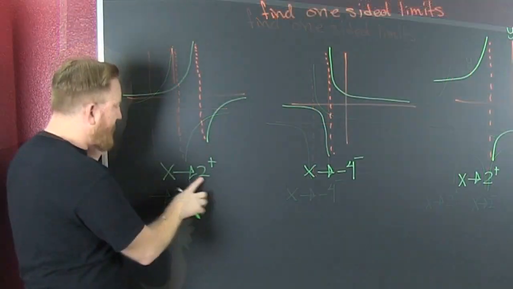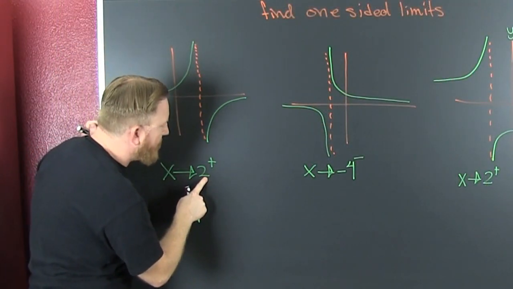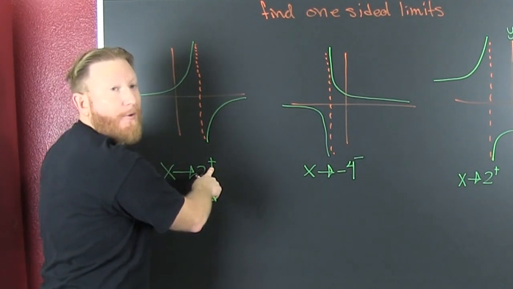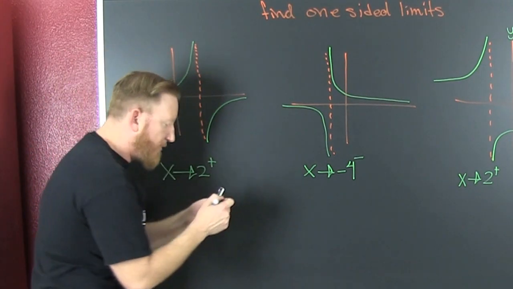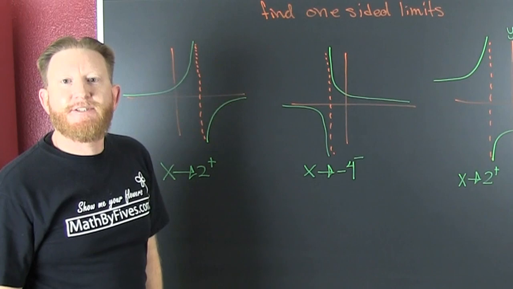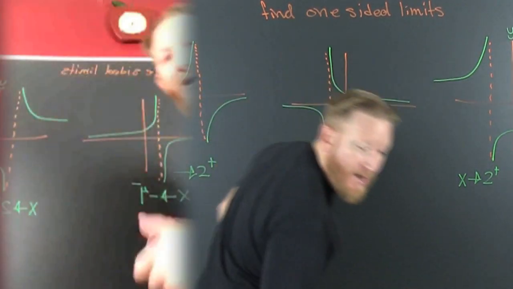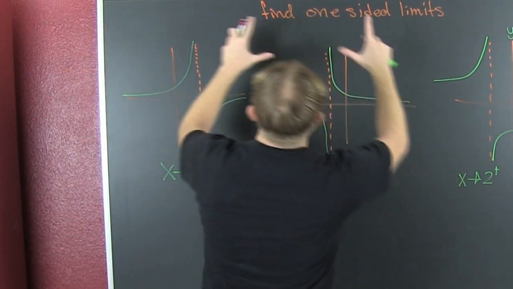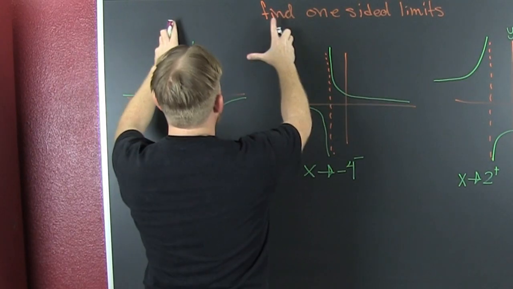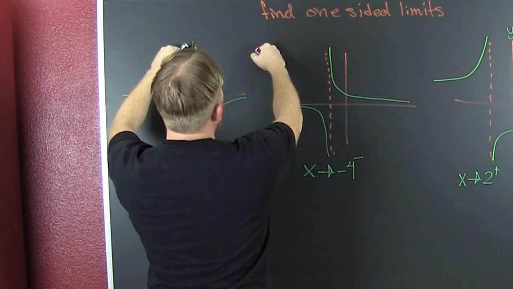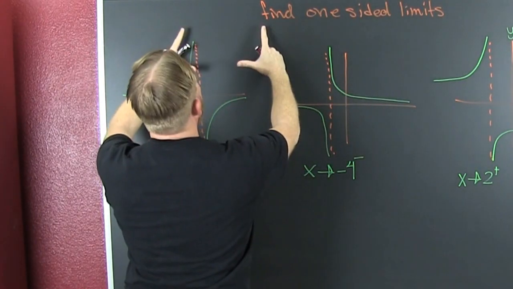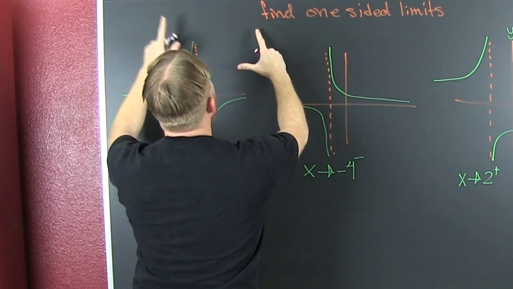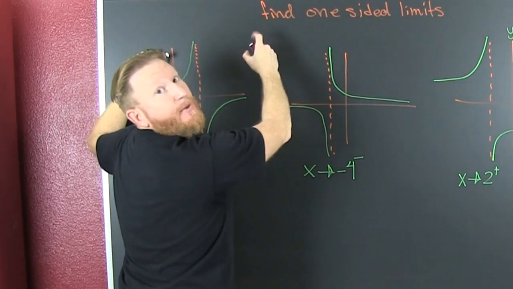Over to this, what's that say? That says as x goes to 2 from the right. Which one's your right? I know, on there it's backwards. So, you can do this while you're driving. You can just go like, boom, and the one that makes the L is the left. The other one is the right.